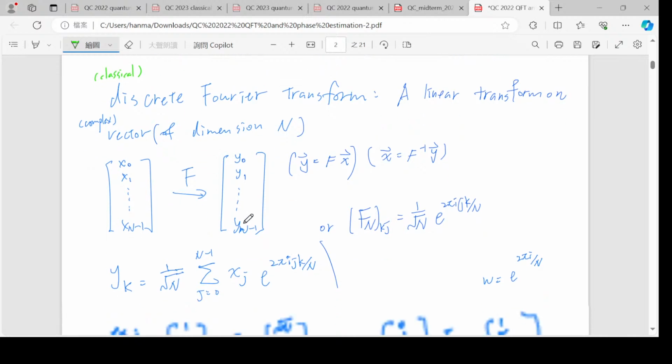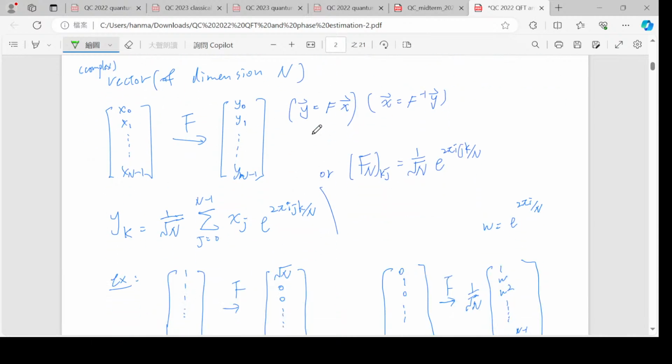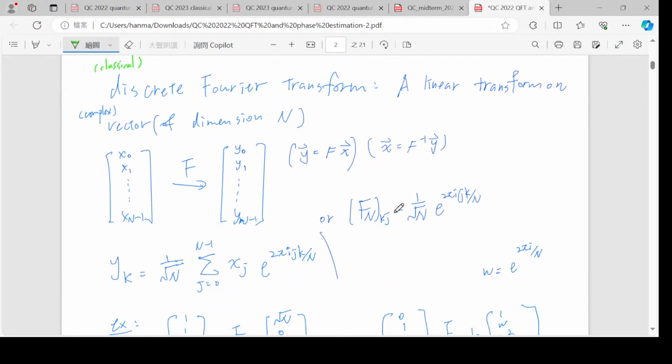And it's basically a linear transformation that's done by multiplying by this Fourier transform matrix. Okay. And so y is just F times x. Okay. And F is this matrix. Okay, so F sub n, because for every dimension n you have a different F. Okay, and for F sub n we just write this matrix element here. So F sub n of kj is this interesting thing.